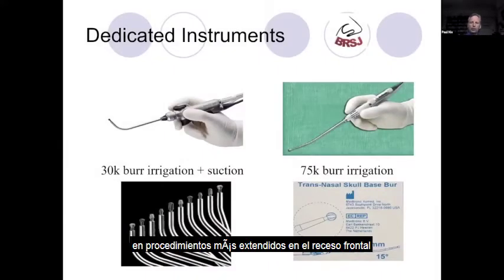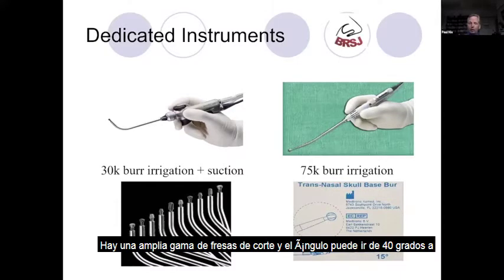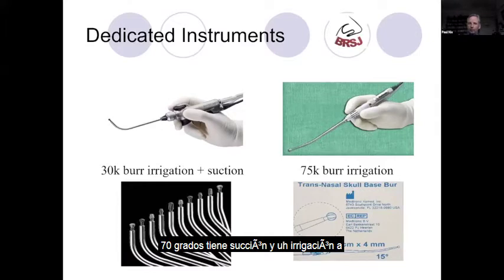In more extended procedures in the frontal recess, a drill I find is essential. And it's taken me a little while really to find the best drill system. The two I use at the moment is the Medtronic 30,000K burrs. They fit onto the M5 handpiece. They run at 30,000. There's a lovely range of cutting burrs, and the angle can go from 40 degrees to 70 degrees. It has both suction and irrigation at the same time.